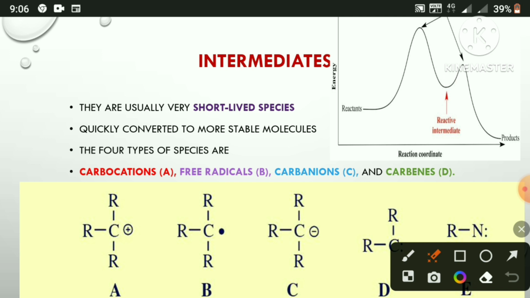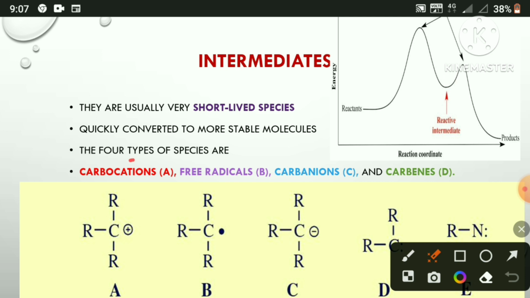So they are highly unstable. The first transition state undergoes decomposition to form the intermediate, and the second transition state undergoes decomposition to form the product. So highly unstable pieces are transition states, but somewhat stable pieces are reactive intermediates. Reactive intermediates are quickly converted into more stable molecules in various ways.